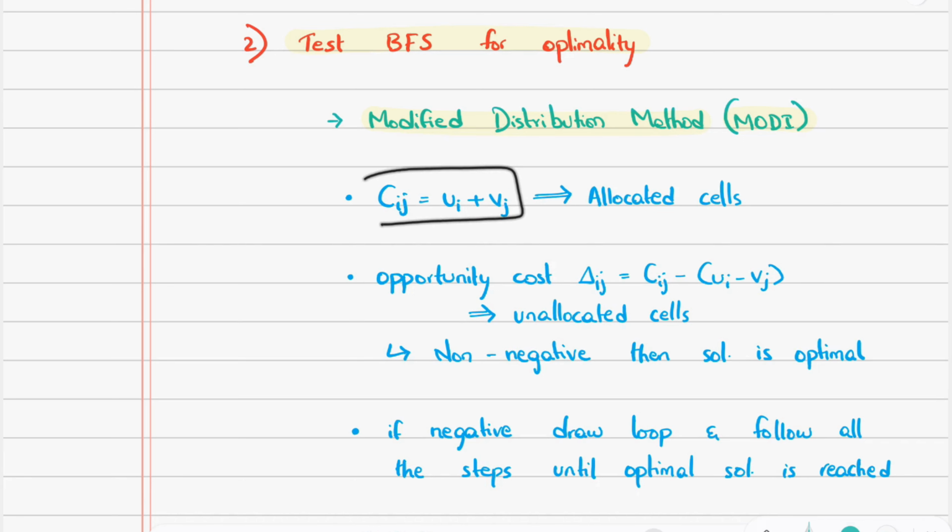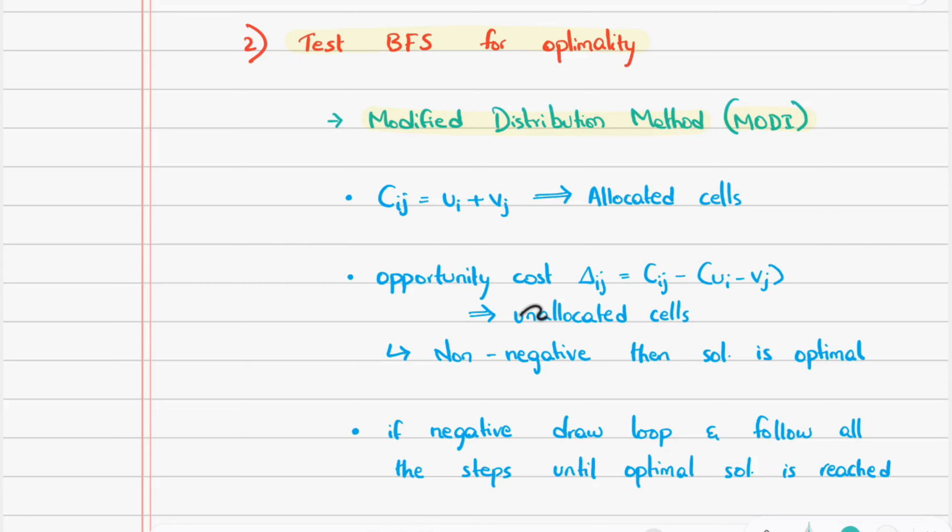And using this formula, we are going to find the values of U's and V's. U is nothing but a row value and V is nothing but a column value. It is okay if you find it confusing. You just understand the basic point, right? For allocated cells, we are using this formula and finding the values of u and v. This is our first step.